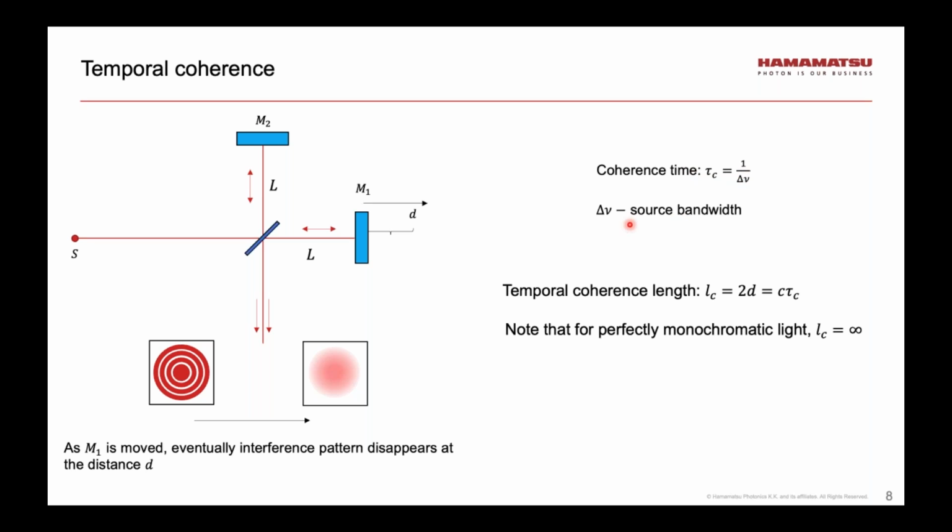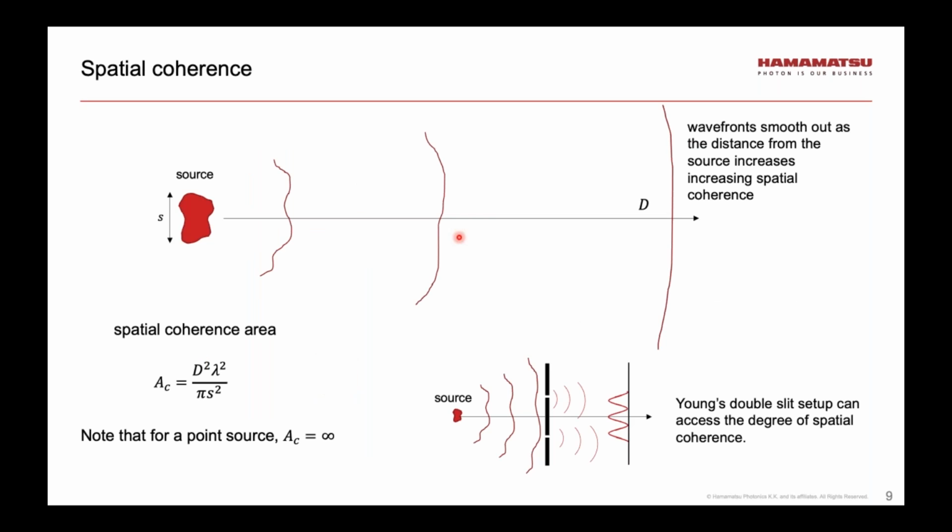the spectrum of the source of light. In this presentation, we'll talk about broadband light sources which have broad spectra, and those sources will indeed be characterized by short coherence length, which can be used to one's advantage in certain applications.